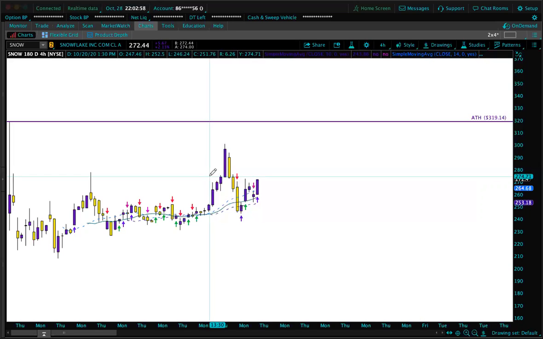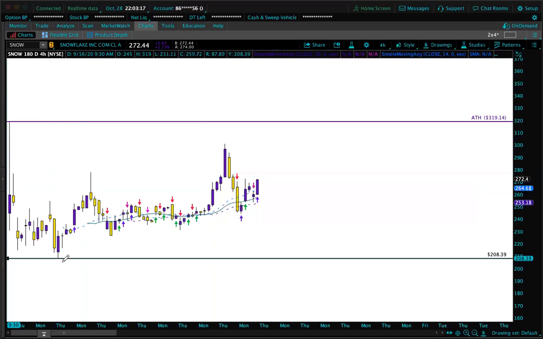In this case, I'm using Snow as a basic chart. It's a 4-hour chart and it's an IPO stock. So basically it has a clean chart. It's not messy. So this will help us, and you're going to do the same thing. We have our support here.